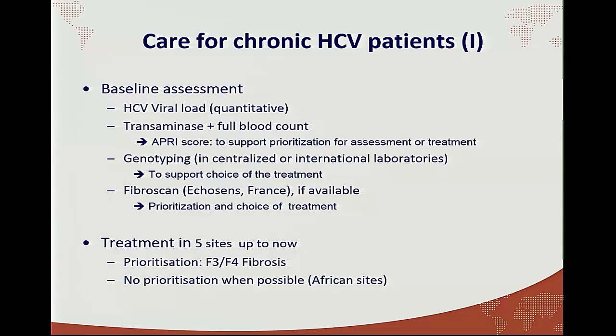Usually we have to do a first prioritization using APRI or FIB-4, and then the patients that are the most in need will go to genotype and to FibroScan. And the genotype, unfortunately, is not available in all the countries, so we have to send them abroad.